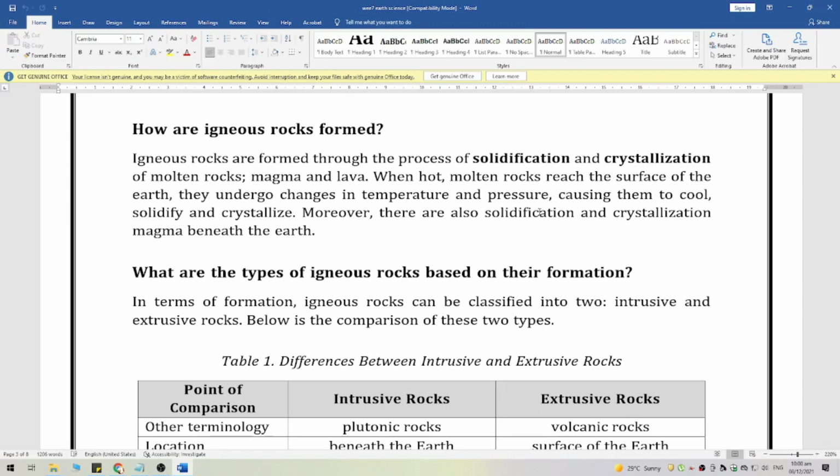Pero mas marami po ang nasosolidify sa surface ng earth. Bakit? Marami na kasi yung tinatawag nating elements, mga coolants na lang kung tawagin natin. Sila yung mga elements or situations na nagko-cool down ng even the hottest material, even a molten rock. So, what are the types of igneous rocks based on their formation? Now, kung formation naman ang pag-uusapan natin, igneous rocks can be classified into two. May tinatawag tayong intrusive and extrusive rocks. So below is the comparison of these two types.